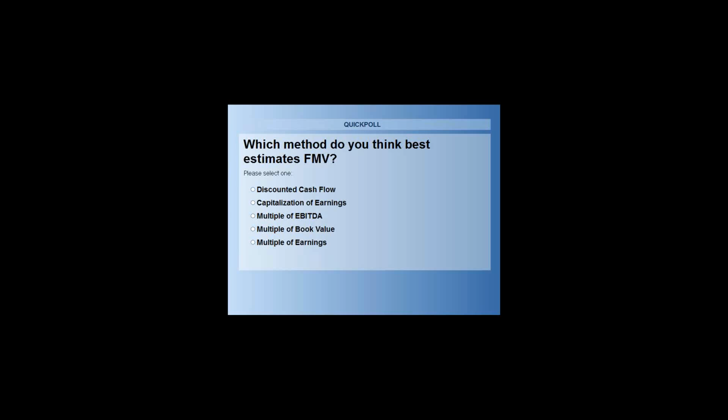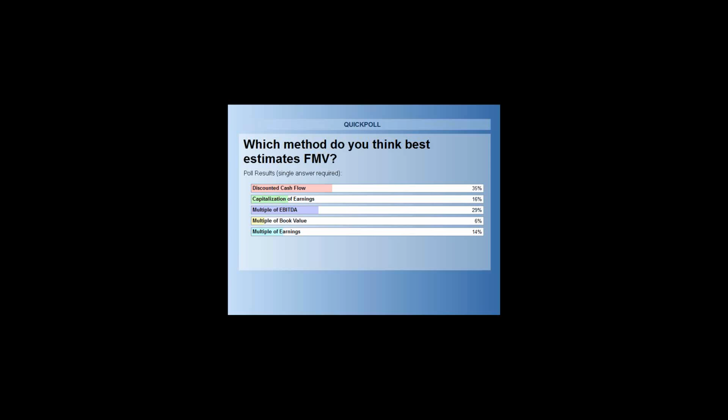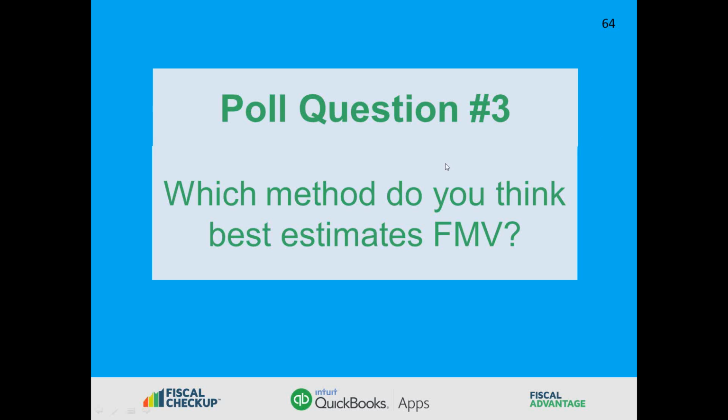All right, we're at 90%, so 5, 4, 3, 2, 1. I will close this. I will share this, and you'll see in a second that we agree with you that the discounted cash flow is probably the most accurate. Multiples of EBITDA second, and capitalization, of those top 3, is the least of the 3. So let me go ahead and hide this.